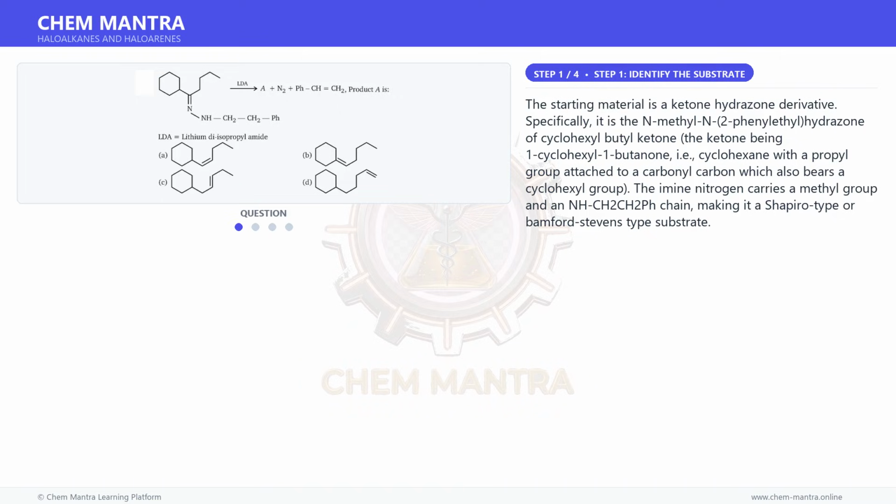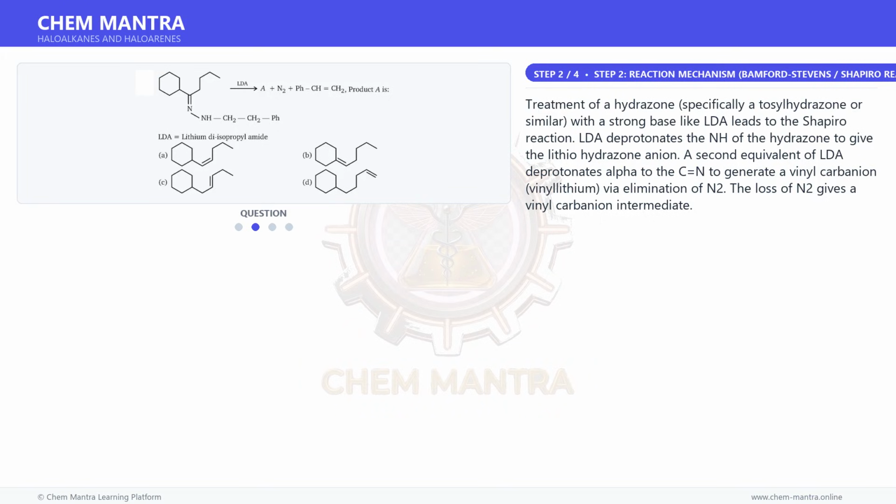Specifically, it is the N-methylene to phenylethyl hydrazone of cyclohexyl butyl ketone, the ketone being 1-cyclohexyl 1-butanone, i.e., cyclohexane with a propyl group attached to a carbonyl carbon which also bears a cyclohexyl group. The imine nitrogen carries a methyl group and an NH, CH2CH2Ph chain, making it a Shapiro type or Bamford-Stevens type substrate. Moving on to the next step.